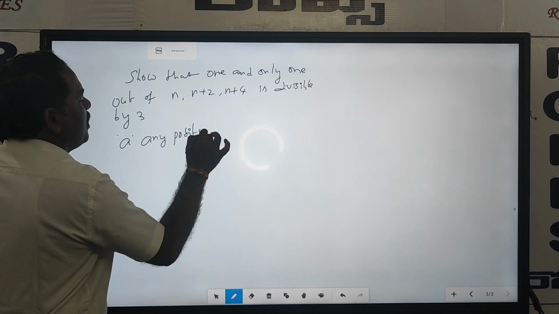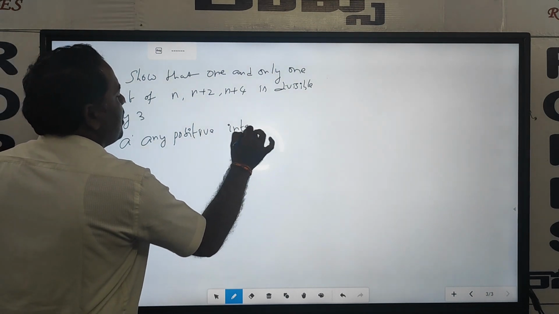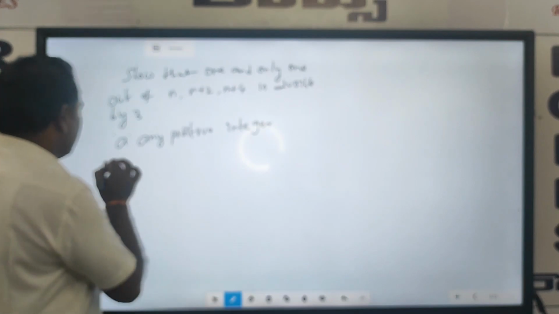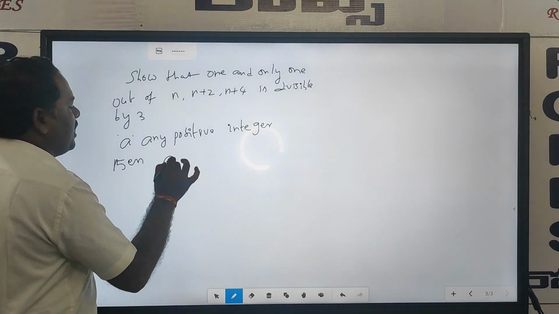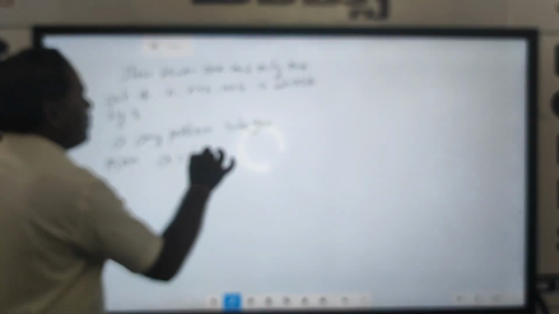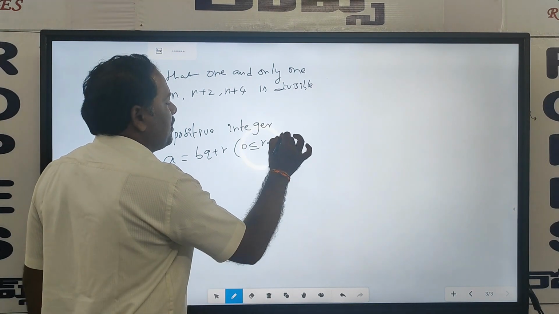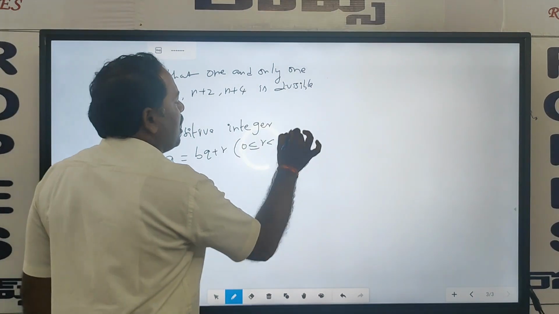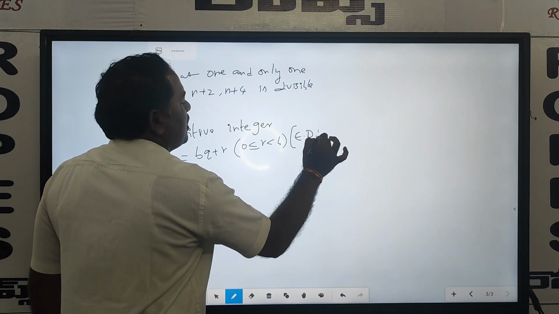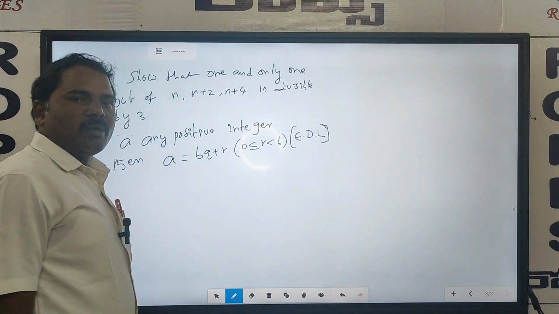First of all, let a be any positive integer, then a is equal to bq plus r, where the condition is 0 is less than or equal to r, which is less than b. This is the Euclid division lemma.